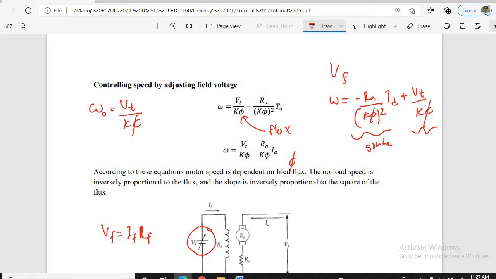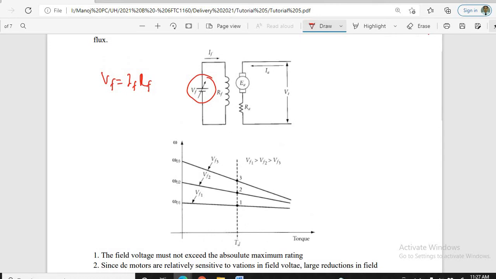The gradient is inversely proportional to phi squared, proportional to 1 over phi squared. And the intercept is proportional to 1 over phi. Therefore, since both parameters are changing, the change in the field voltage has a larger effect than the other two methods. We can just assume that, and we'll see what is happening. As you can see here, this is what is happening.